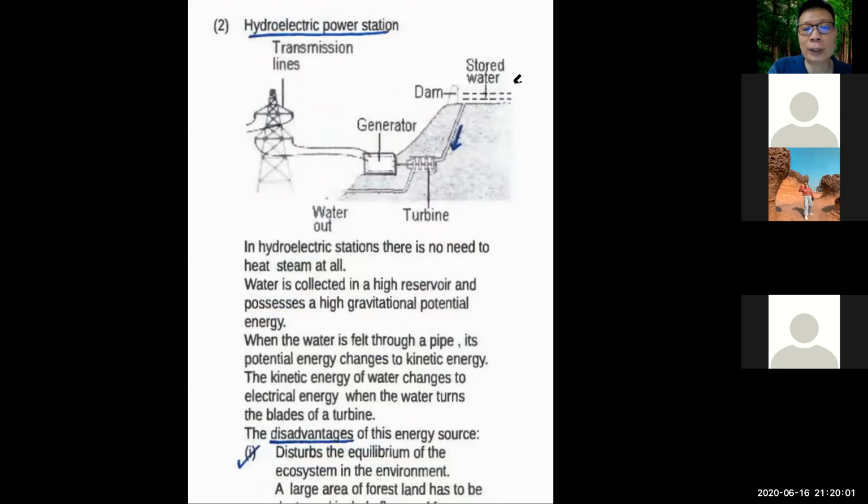So the water can be stored in a high place. When you release the water and it comes down, the potential energy changes to kinetic. So kinetic will rotate the turbine. When this turbine is rotating, it will produce current. This is a generator. So the current can be sent to the whole country. So very big. Actually, this one is the best, it can last many, many years. No pollution, no problem, because no smoke comes out. Only water makes this thing turn, so no smoke, no pollution. So it's the best.